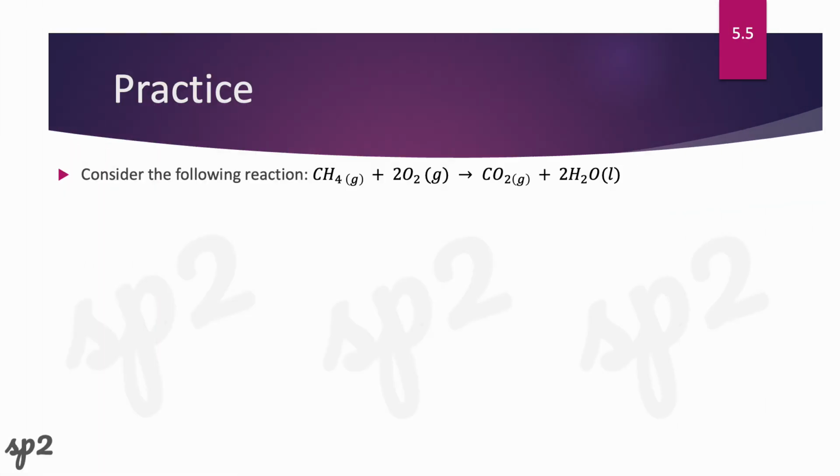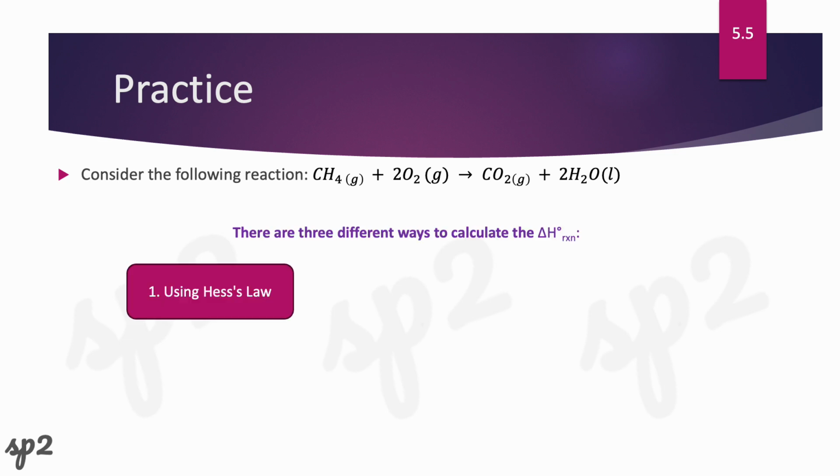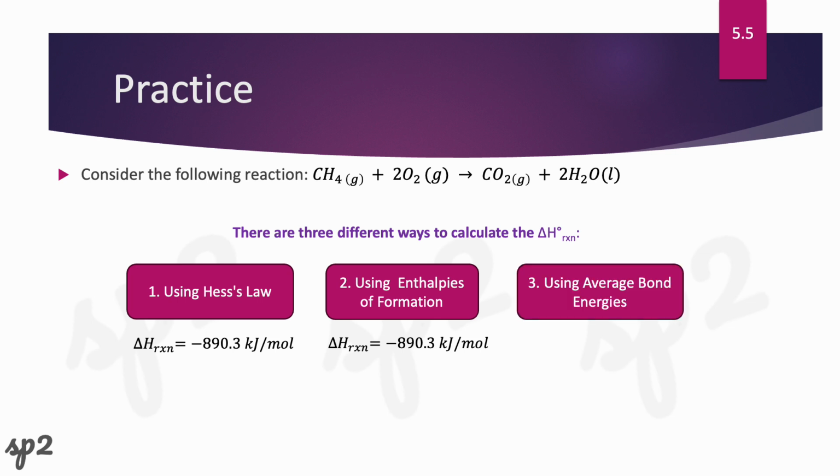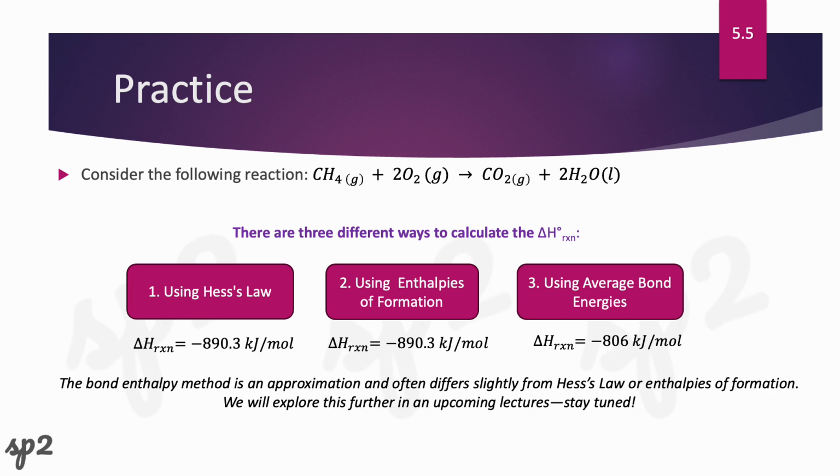So let's take a look at all of these 3 calculations that we have done together. When we used Hess's law, we got this much kJ per mole. When we used the enthalpy of formation, we got the same answer. But when we used the average bond energies, the value was slightly different. So I'm going to say that we have a little bit of approximation for the delta H calculation using the average bond energies. The other two are always going to be the same, but we get a slightly different value using the average bond energies.